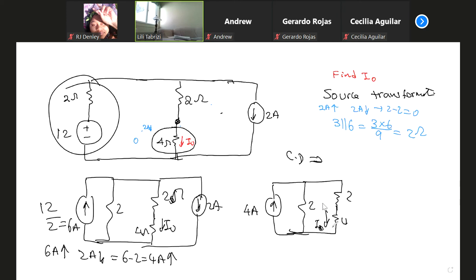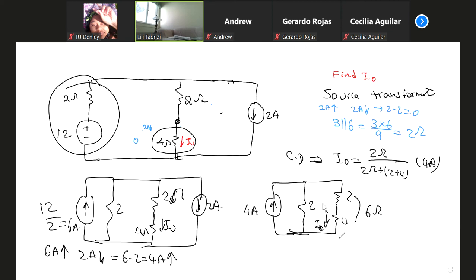I0 is the same current. What's the total resistance here? 6 ohm. What is I0? It's the other resistance, 2 ohm divided by 2 ohm plus 2 plus 4, multiplied by the total current. Notice just by changing the format of the circuit, I could find I0.